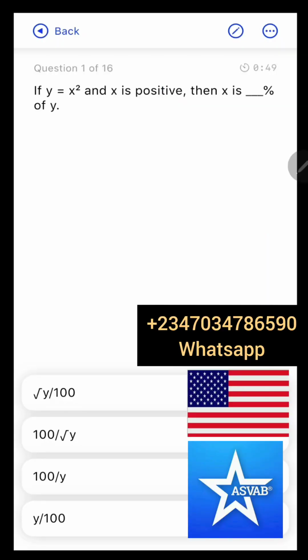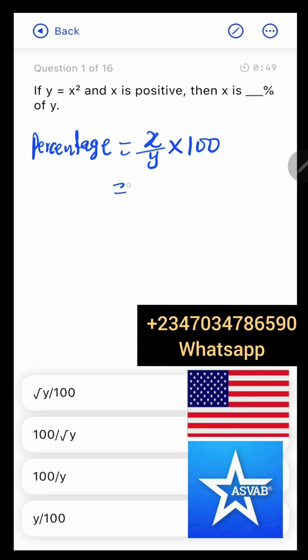If y is equal to x squared and x is positive, then x is dash percent of y. So if you look at this, we are asked to find x is what percent of y. So this is a percentage problem. So the percentage now is going to be, x is what percent of y is the same as x divided by y, and percentage implies 100. So we're going to multiply it by 100.